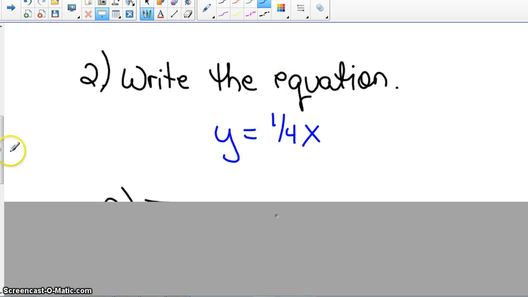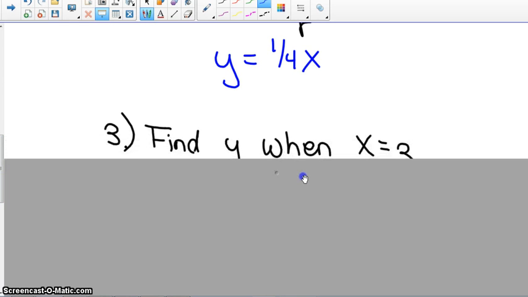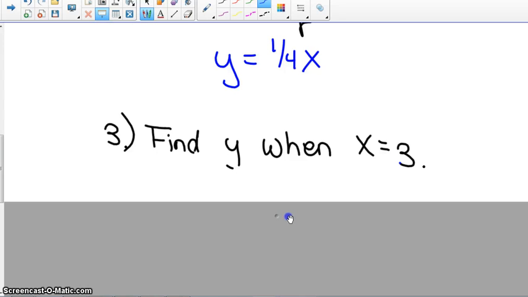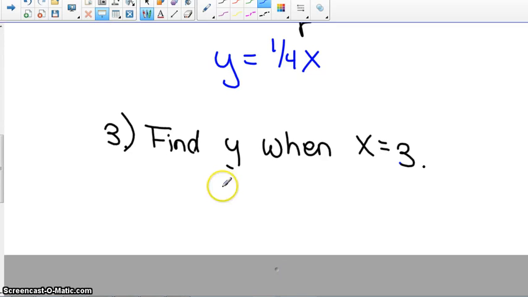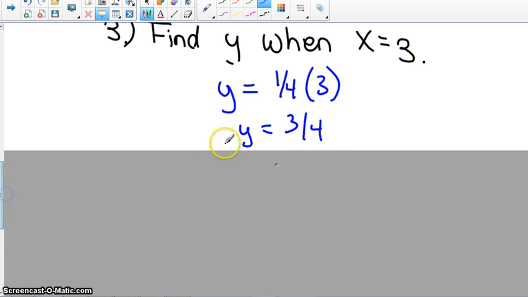This is the equation that we can use for all situations, just like when we had different numbers of people in the room. So when I go down here and the next question says find Y when X is 3, I now have an equation to help me. So it says find Y when X is 3. Well, Y would be 3/4. Okay, simple enough.